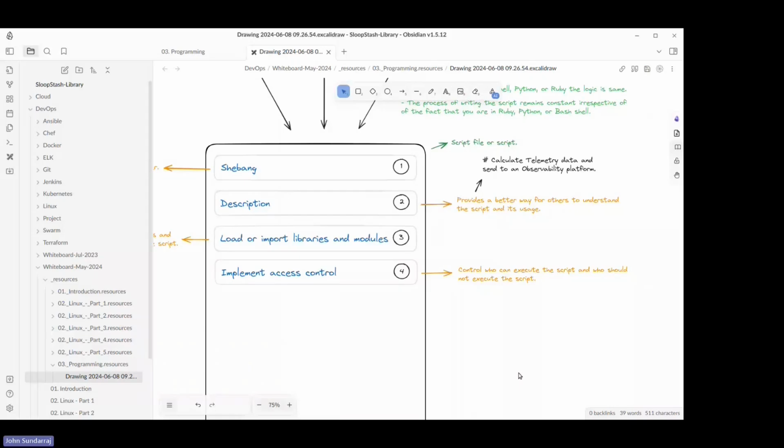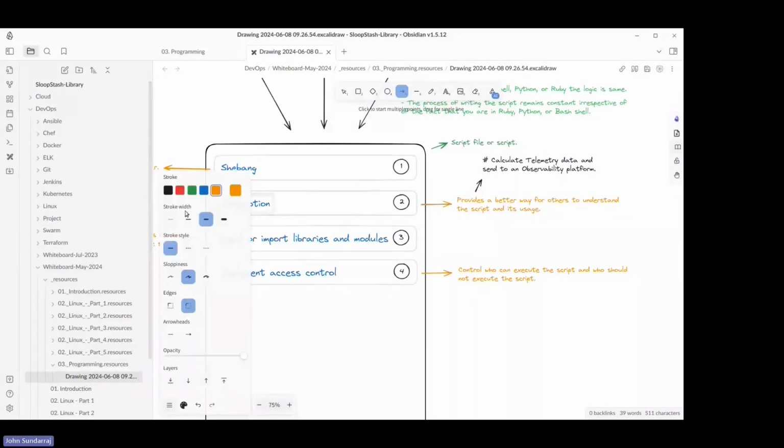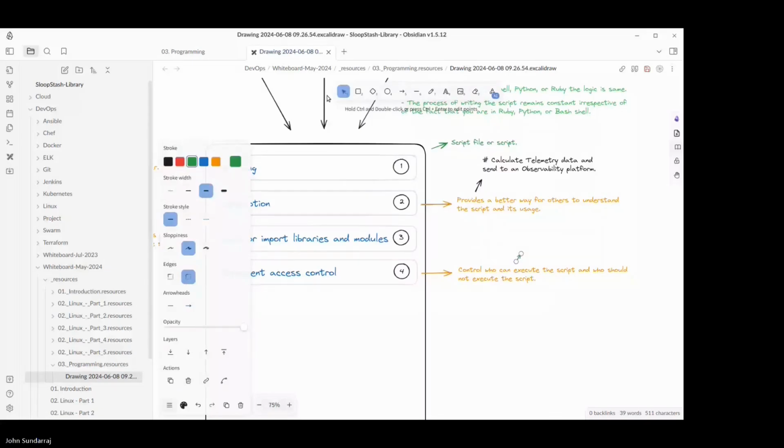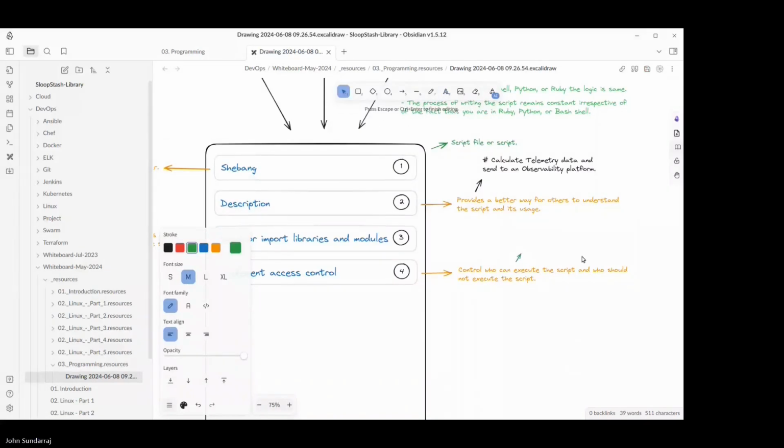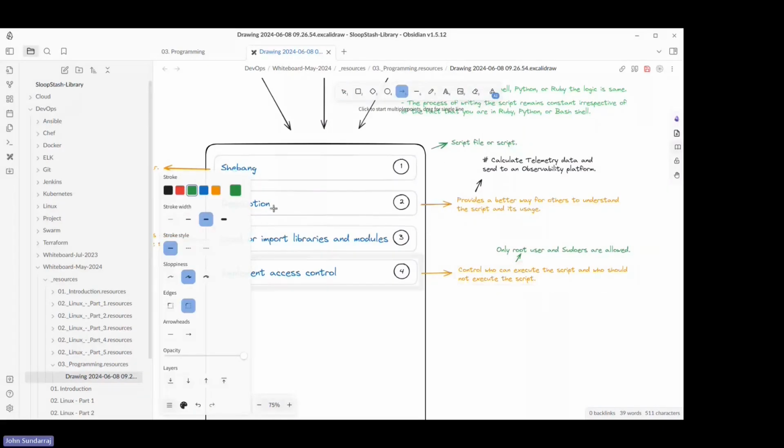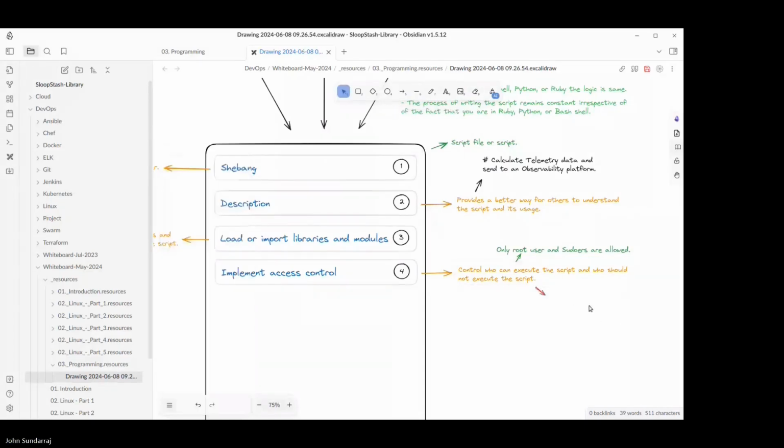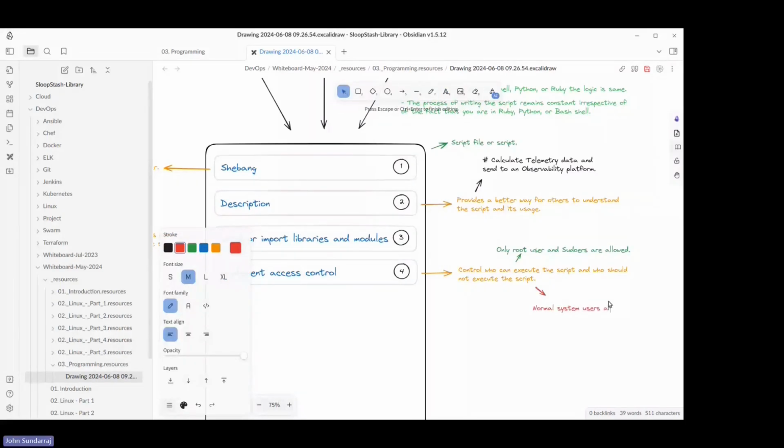Access control means most of the time you may have this scenario. Root user is allowed to execute, mostly administrative tasks. So you have to be sudo or else a root user is allowed, but normal users you deny. So I just write it as a condition. We can say it like this: only root user and sudoers are allowed. But you don't want to allow the normal guys. Normal users are not allowed. Normal system users are not allowed. So this is the logic.